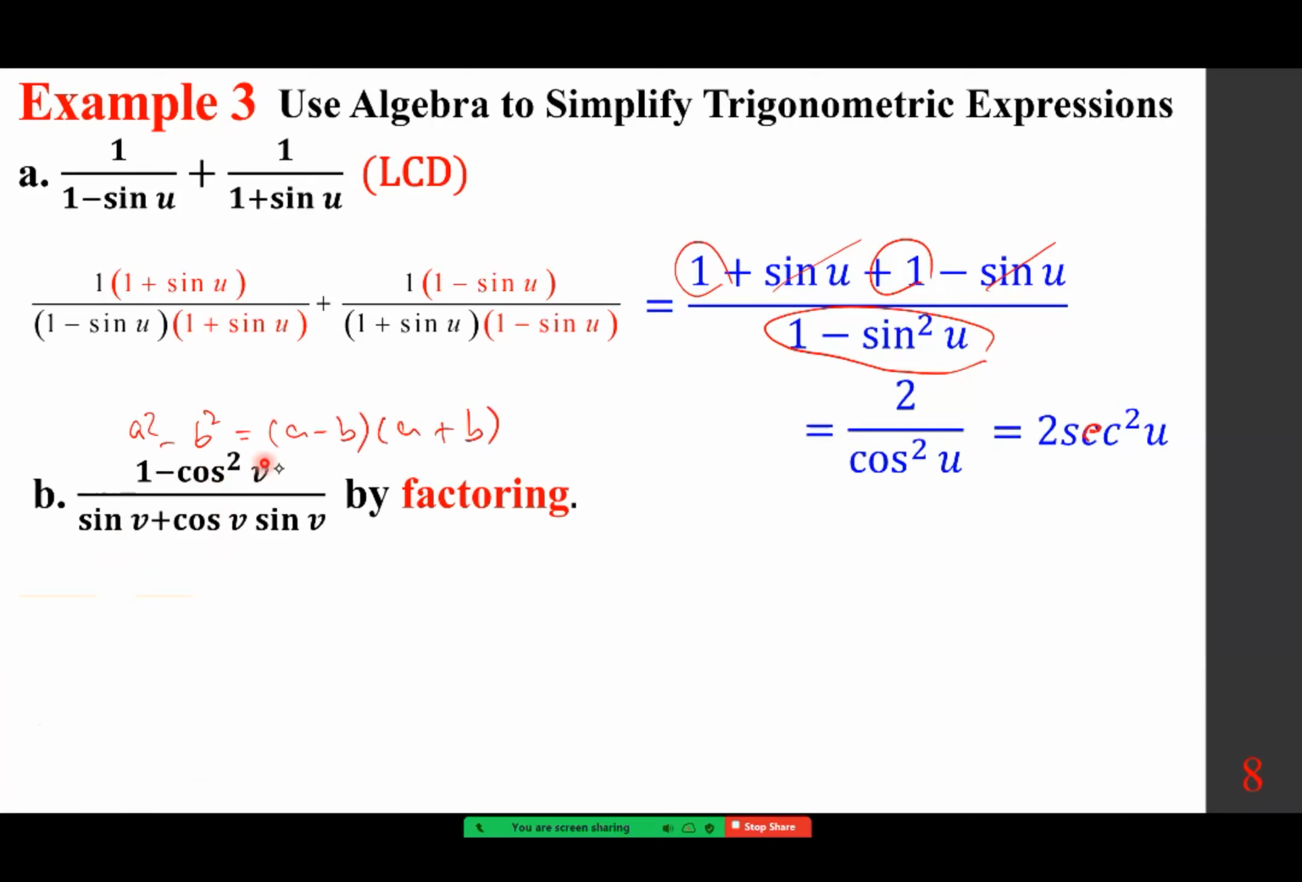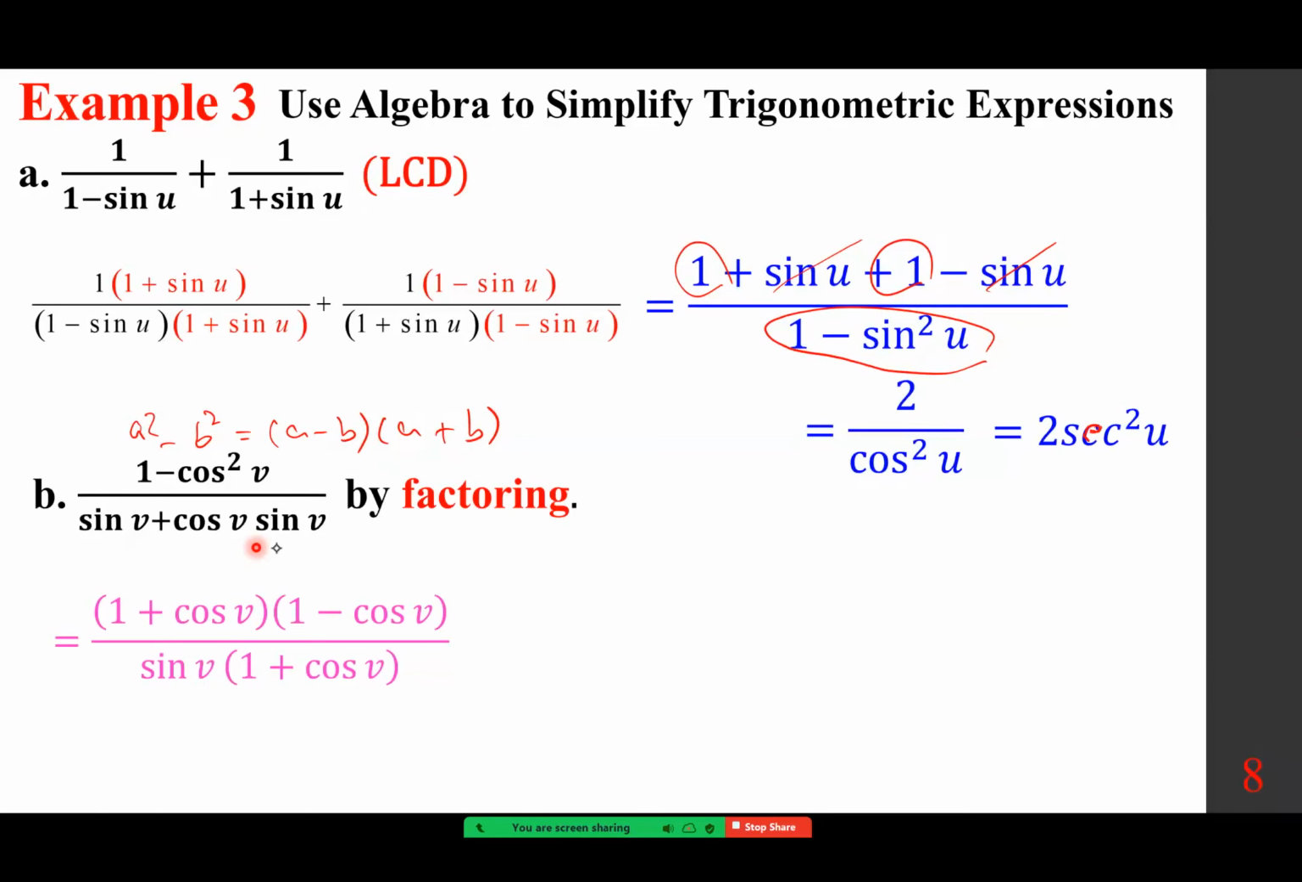So the numerator is 1 plus cosine v times 1 minus cosine v. And the bottom, notice sine is in common. So if you take the sine v out, you get 1 plus cosine. So factoring is the key.